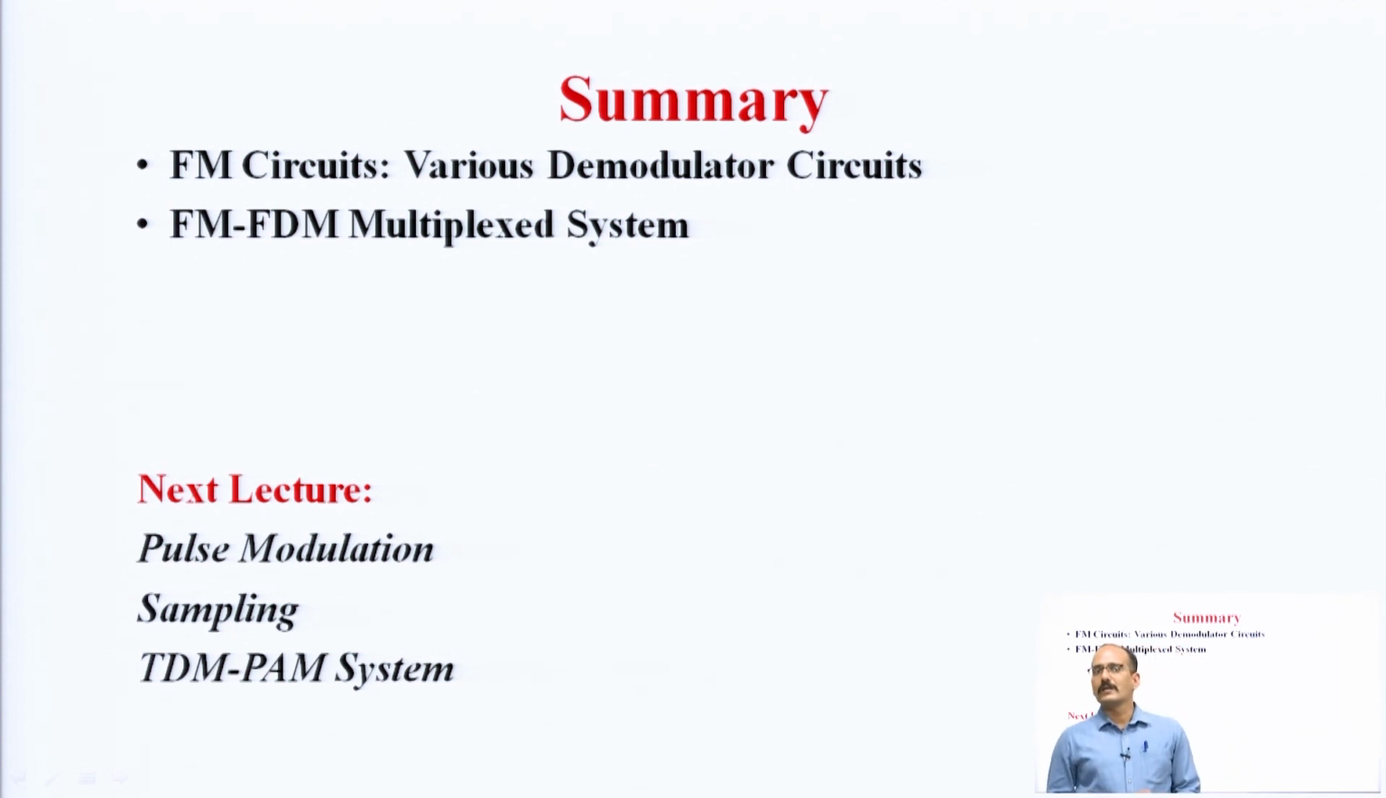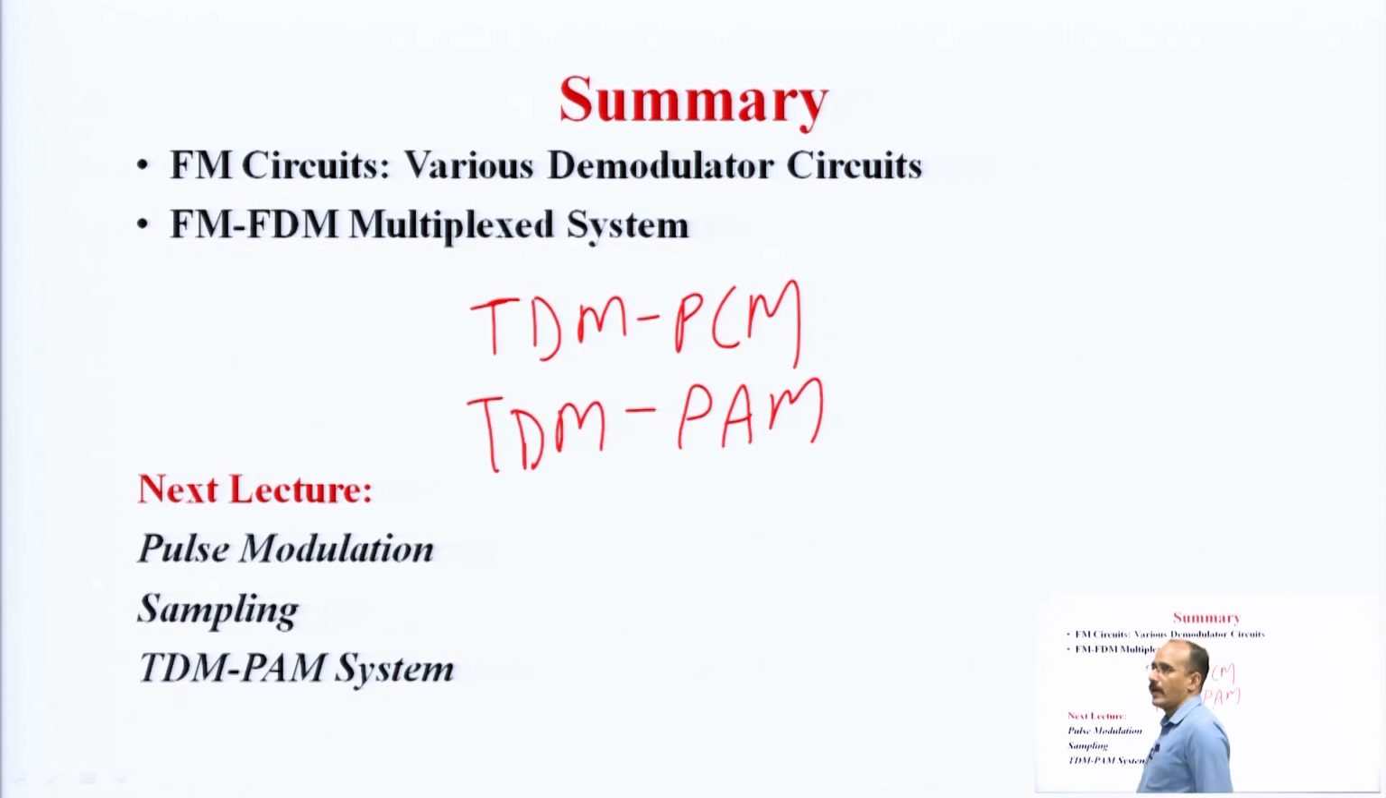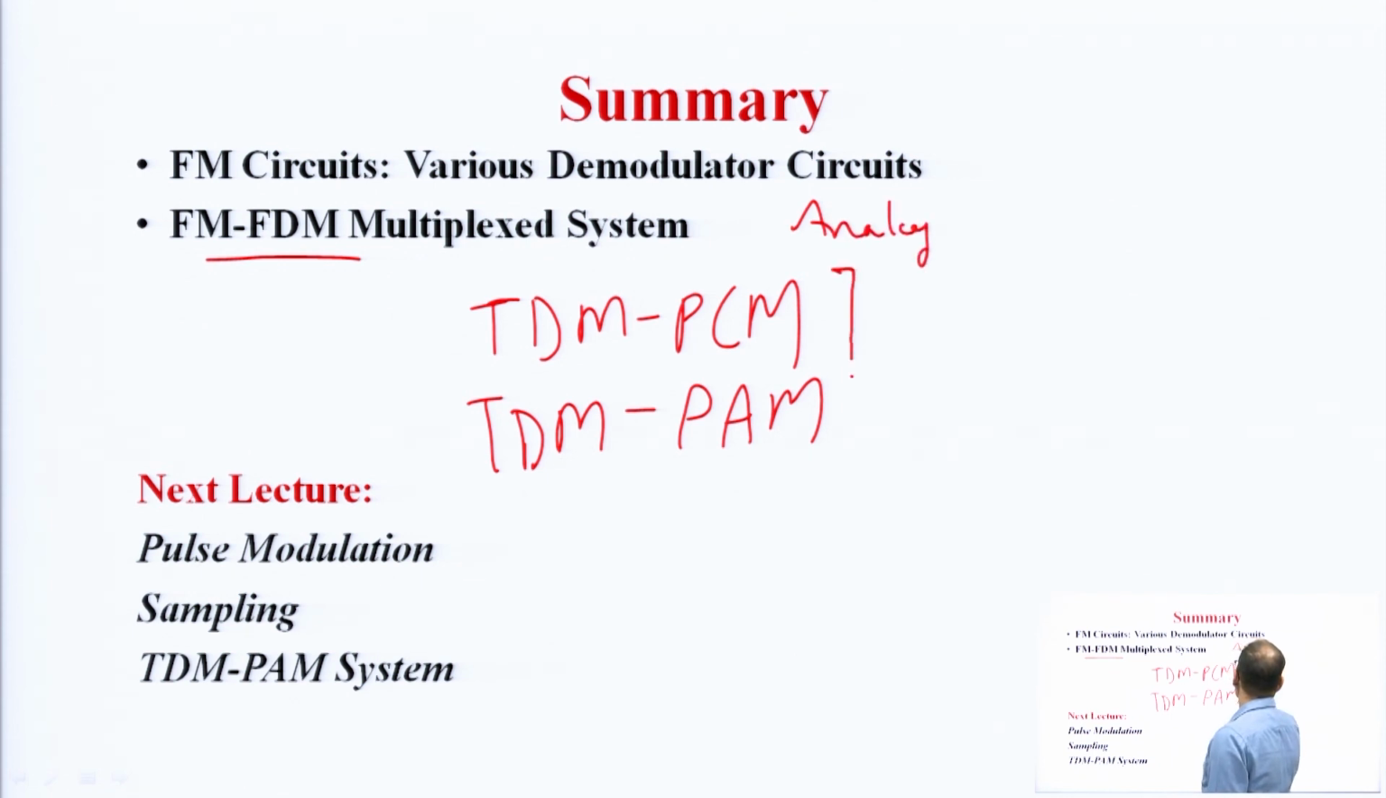In the next lecture, we are going to concentrate on the TDM PCM or TDM PAM multiplex system, and you can easily identify the difference here. FM-FDM multiplex systems are analog multiplex systems, whereas PCM and PAM are digital techniques, and TDM is also a digital multiplexing technique. That is why these are the digital multiplex systems.